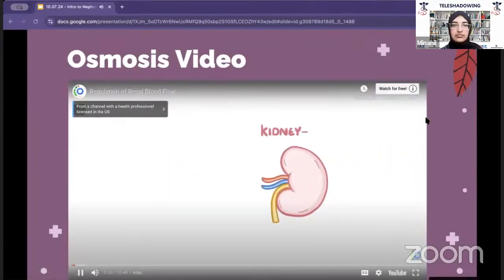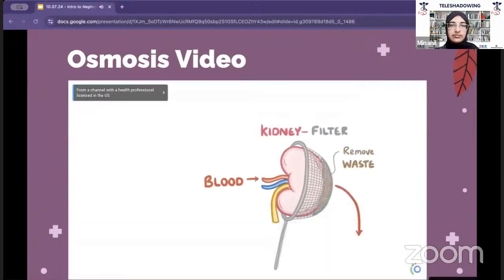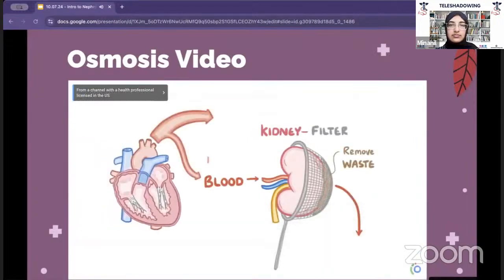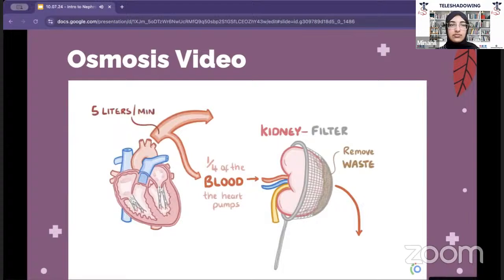The kidney's main job is to filter the blood to remove waste, so it shouldn't be surprising that they receive about a quarter of the blood that the heart pumps with each beat. On average, the heart pumps out almost 5 liters of blood every minute, so 1/4 of that, or 1.25 liters, flows into the renal artery every minute.